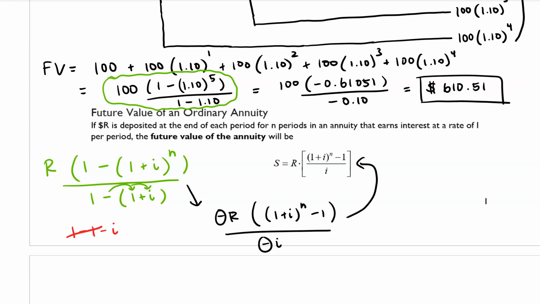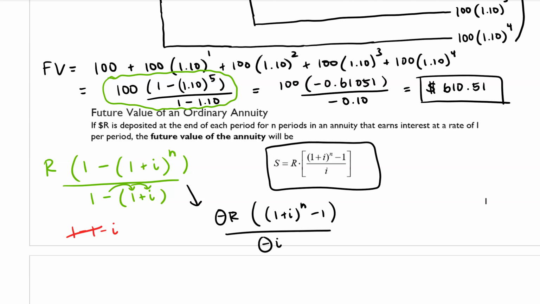Sorry if that was a little convoluted, but anyway, so let's talk about the future value of an ordinary annuity. So if $R is deposited at the end of each period for n periods in an annuity that earns interest at a rate of I per period, the future value of the annuity will be given by that equation. And I've tried to generalize where we get that equation from, but this is the important part.